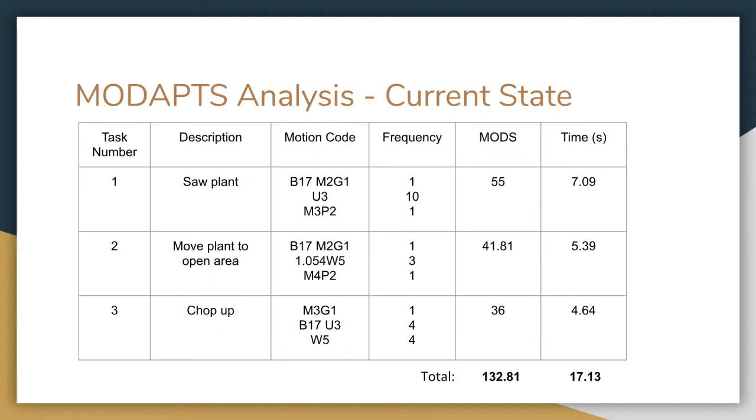Here is a MODAPS analysis of the honeysuckle removal process I observed. I included sawing the plant in this analysis as opposed to lopping them to represent the longest worst-case performance of this task. The sum of the motions involved in the task resulted in about 133 mods, or about 17 seconds.